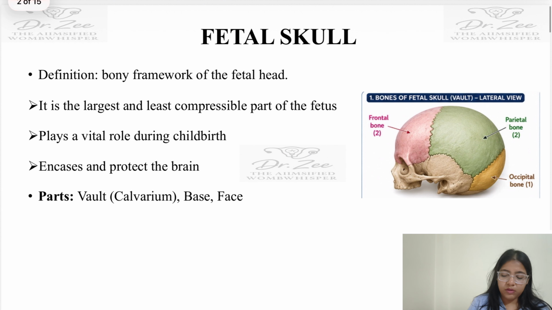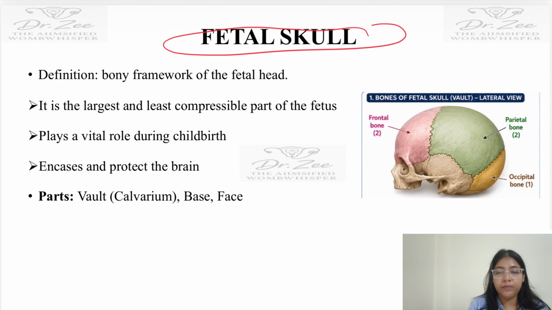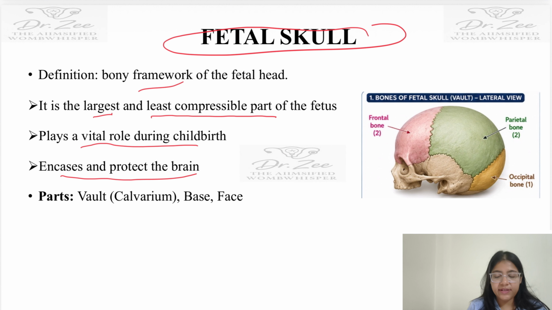Do you know what the fetal skull is? It is the bony framework of the fetal head, and this is the largest and least compressible part of the fetus. In a fetus, the head is bigger than the abdomen, as you should know. It is the least compressible because you can compress the softer parts relatively more easily than the bony hard part, and it plays a vital role during childbirth. It encases and protects the brain.